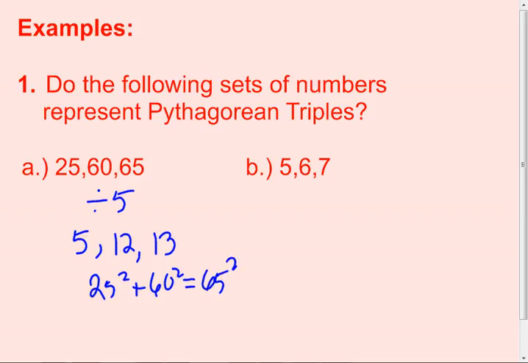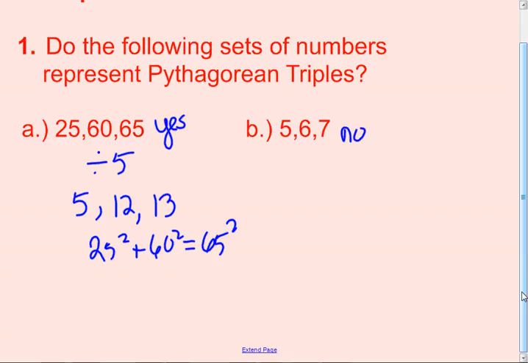What about that one? Is this a Pythagorean triple? Is that on my list? No, it doesn't work. So this is yes, and this is no. It has to be a multiple of what I have on the board. That's all there is.